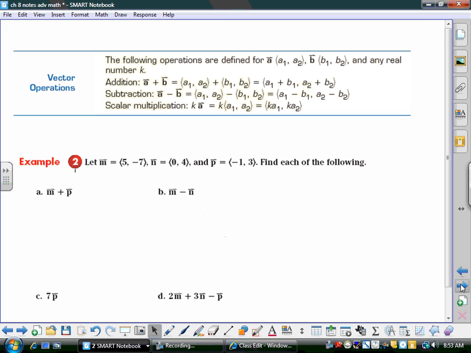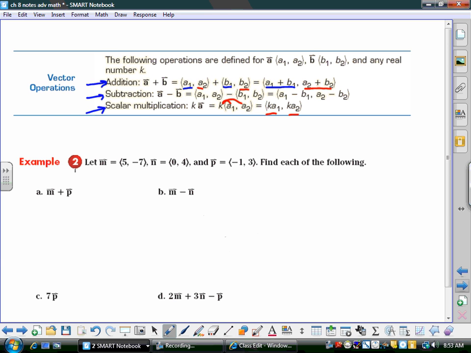You can add, subtract, and multiply vectors by a scalar or by a number, and when you do that, it works exactly like you think it should. I wouldn't write down these rules because they're pretty obvious. When you add vectors, you're just going to add the x's and add the y's. Same thing when you subtract, you're going to subtract the x's, subtract the y's. And when you multiply by a scalar, you're just going to distribute that scalar to both parts.